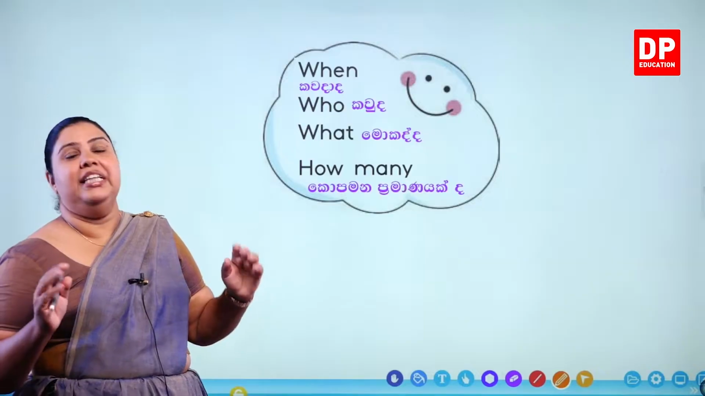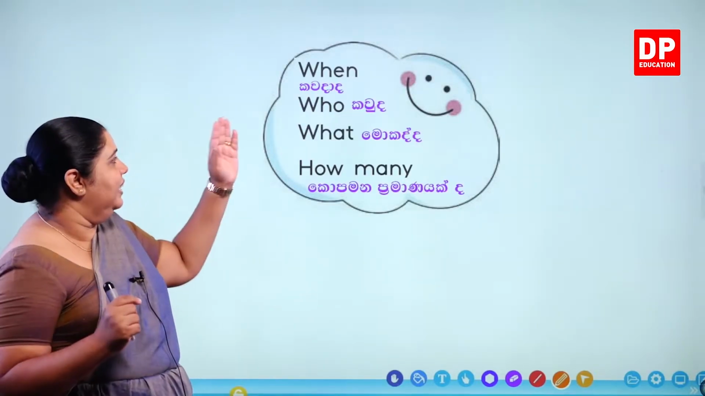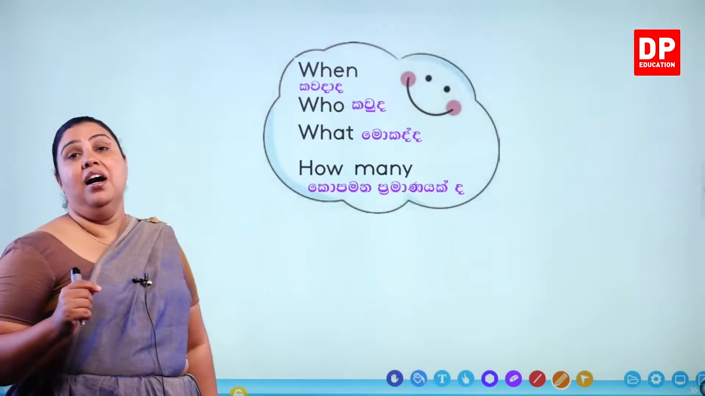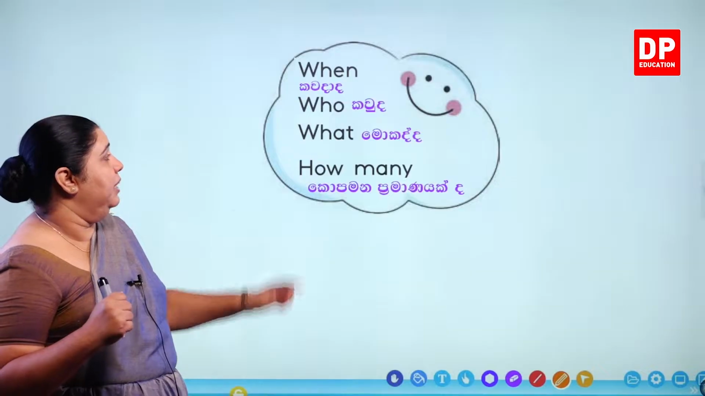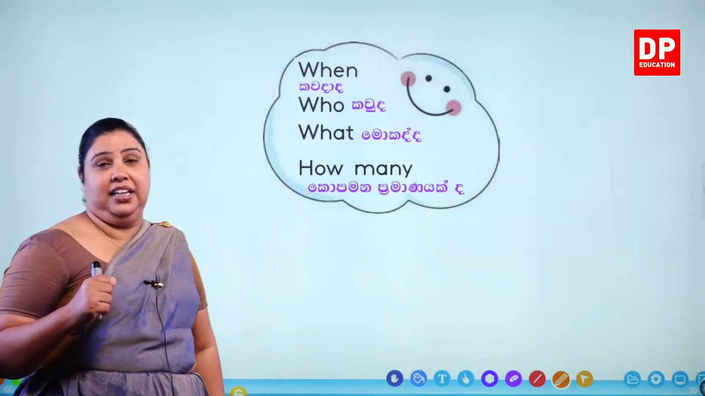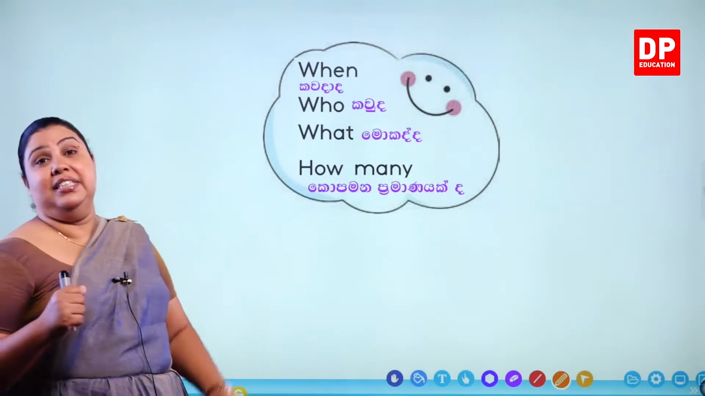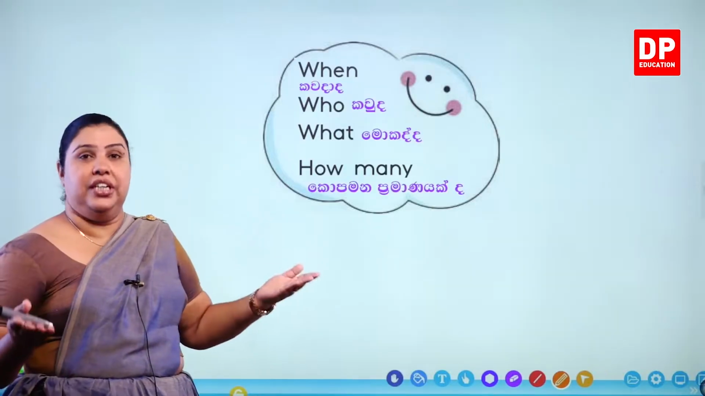Now when you read these 4 words, can you see that these 4 words are question words? Question words. So there are 5 words here. Right? And they are question words.